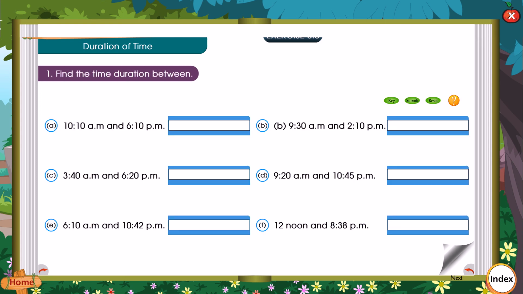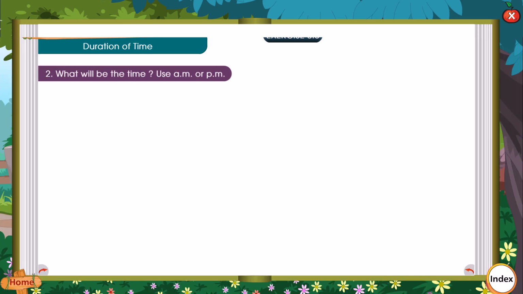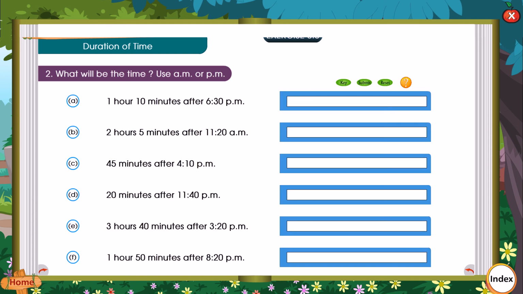Exercise 1. Find the time duration between. 2. What will be the time? Use AM or PM. 3.